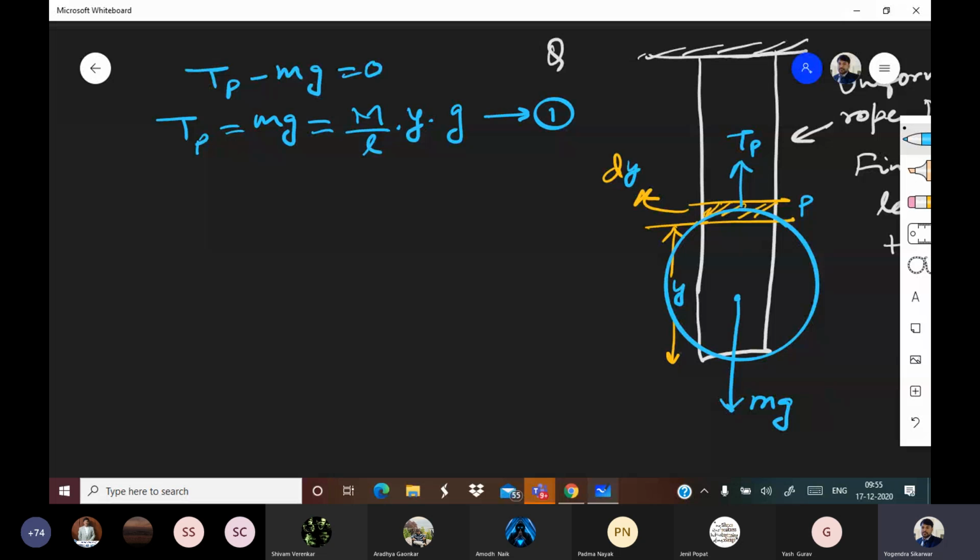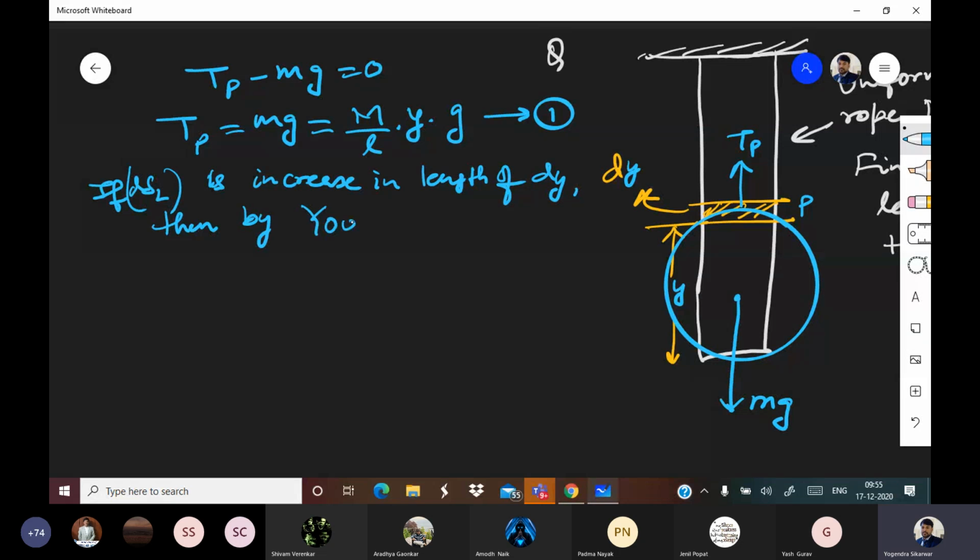So this is TP. Now pay attention. If d of delta L is the increase in length of dy, then by Young's modulus, pay attention everyone, capital Y is equal to F upon A upon delta L upon L. This is the formula.